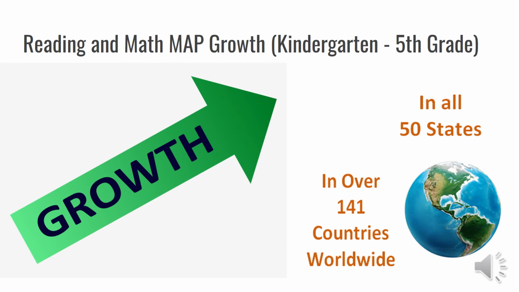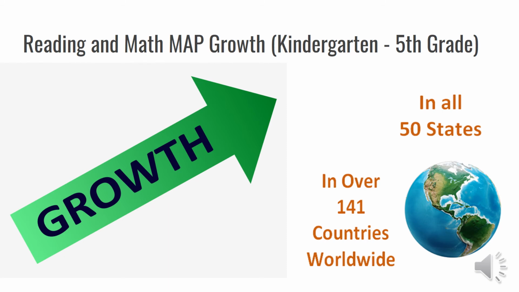MAP growth is an assessment given to all students, kindergarten through fifth grade, in both reading and math. Millions of students nationwide and in over 140 countries use this screener to measure student achievement as well as to track learner progress over time. Similar to a growth chart, the MAP test measures growth each year.